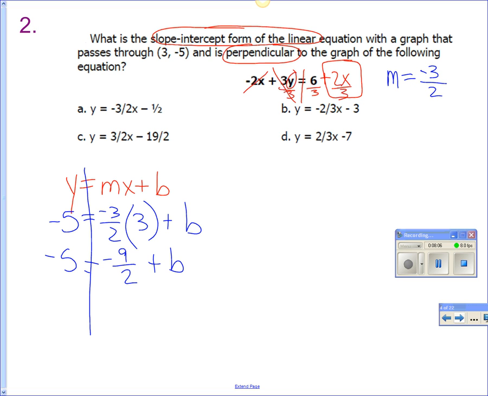Hold on. People aren't there yet. All right, when you move -9/2 over here, it becomes +9/2. So you have to type that in your calculator. -5 plus 9/2, get 1/2.